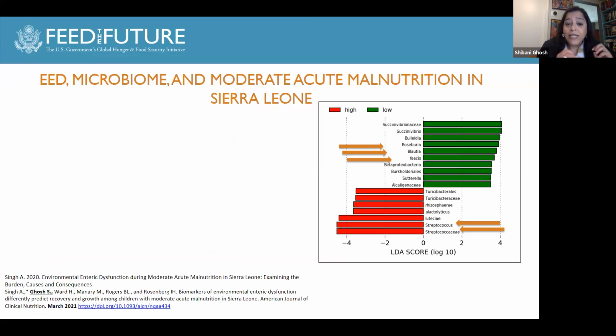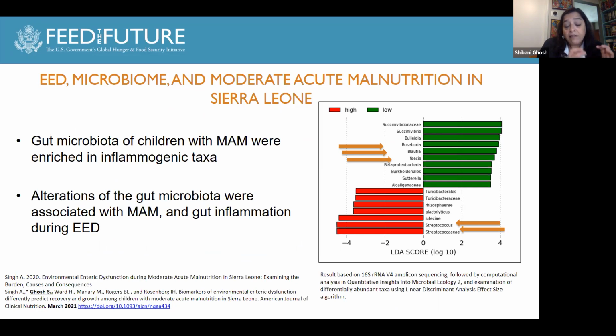The next thing that Akriti looked at in her fecal samples was she did sequencing to assess the microbiota and the microbiome composition of these kids with moderate acute malnutrition. And what she found was that the gut microbiota of the children with MAM were very enriched with inflammogenic taxa. On this figure, the red bars are the inflammogenic bacteria, and those were present in very high levels in the kids with MAM. The alterations in gut microbiota were associated with MAM, and also with inflammation as measured using different EED markers.